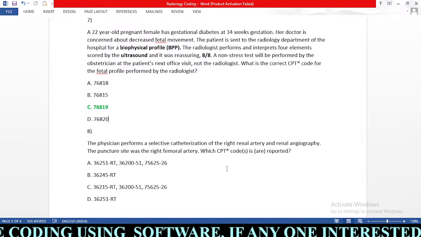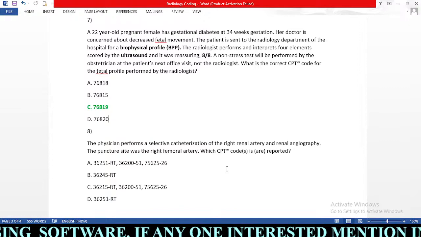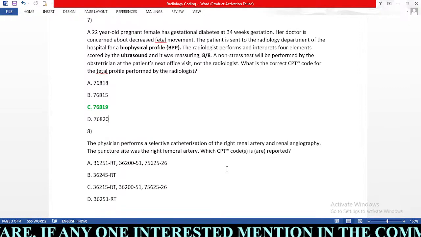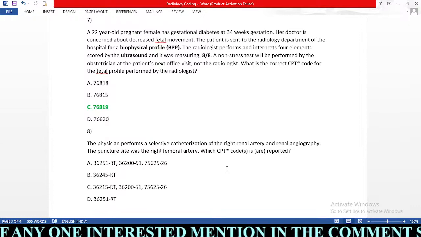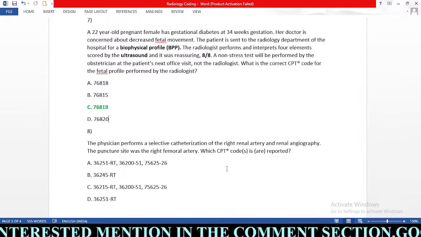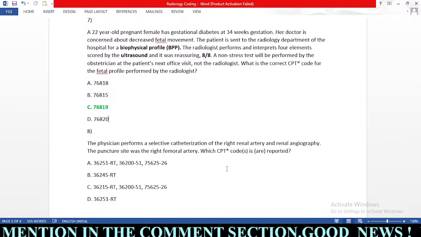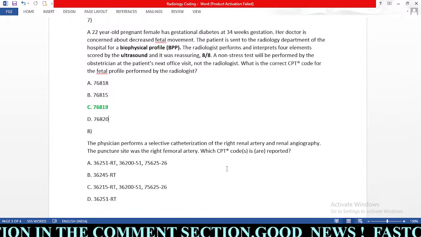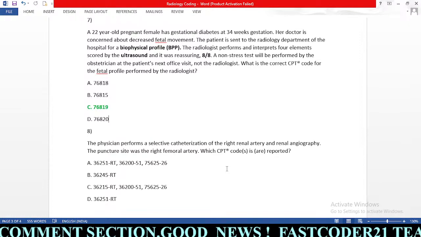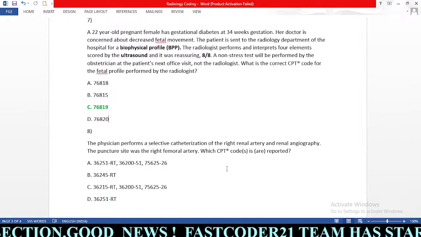So you don't need to worry about whether the answer is correct or wrong. Yes, Parmila, you are rocking. So you have started your intelligence again.